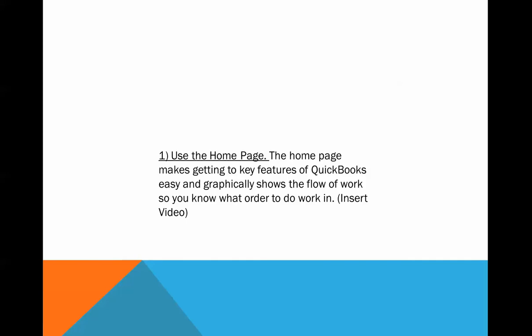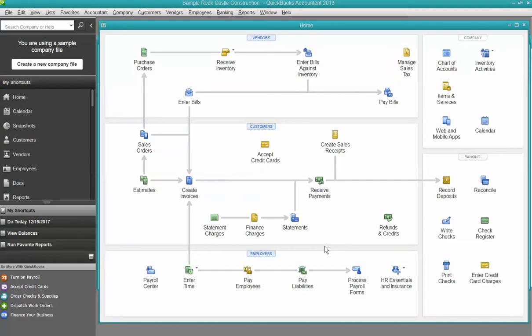So number one, use the home page. Homepage makes getting the key features of QuickBooks really pretty easy and makes getting around. It also shows you the flow. Everything we're doing here, we're doing in one of the sample companies. This is the sample Rock Castle Construction, QuickBooks 2013.